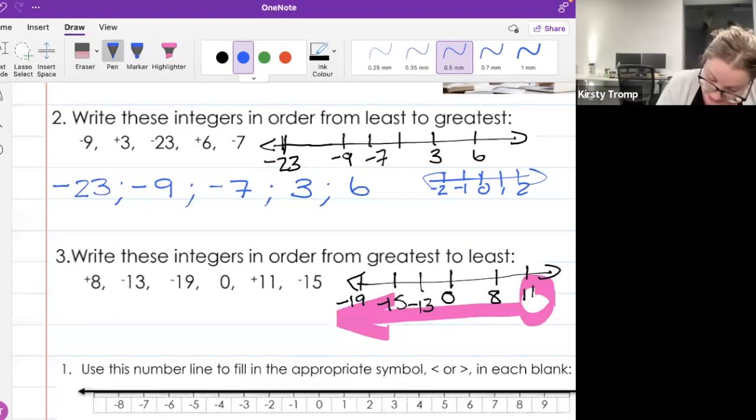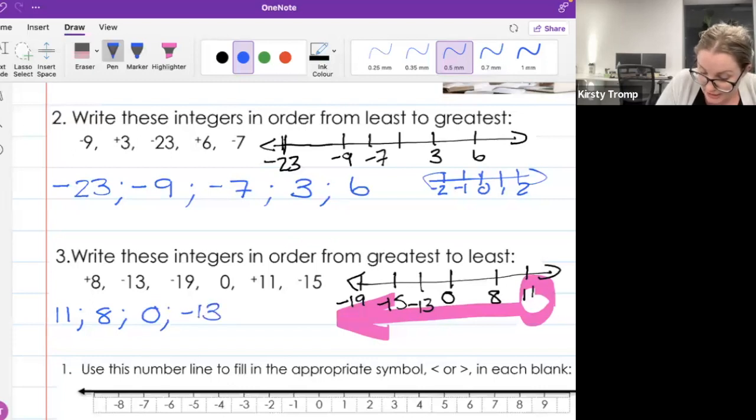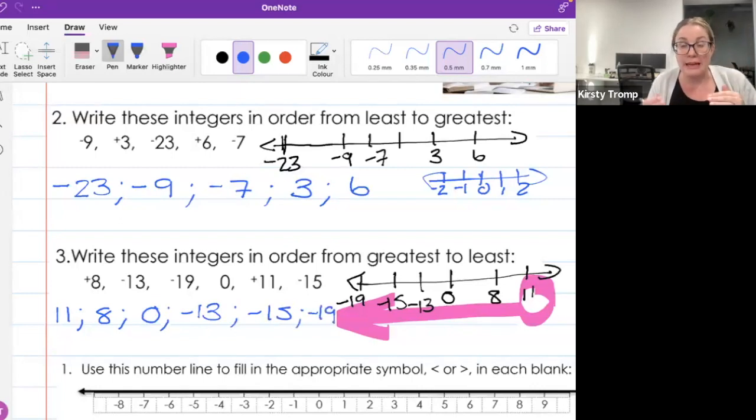My first number is 11. And then I've got the number 8. And then I have the number 0. And then I have the number negative 13, negative 15, and negative 19. Make sure that you're putting them in the right order, and that you've read the question correctly. Remember, if it's asking you from greater to smaller, you must look at the biggest number. The biggest number is going to be all the way on the right on the number line. So we're going to move on.